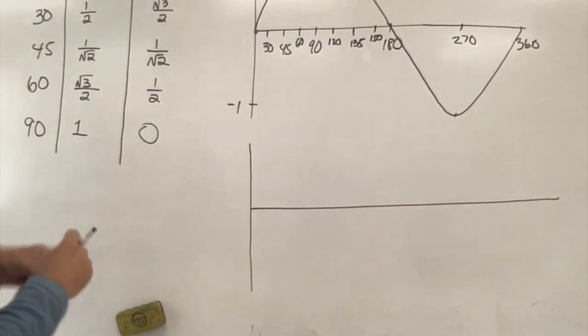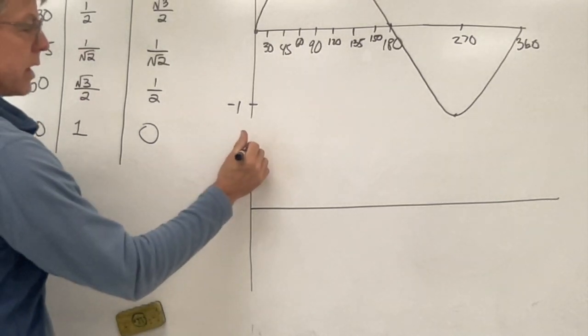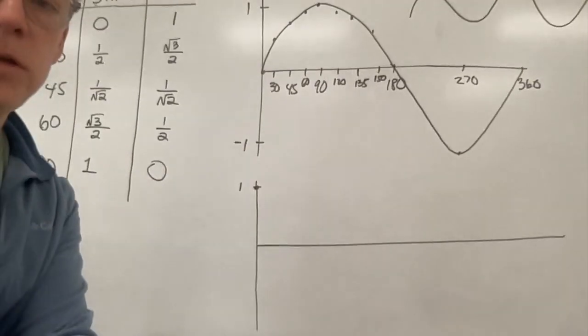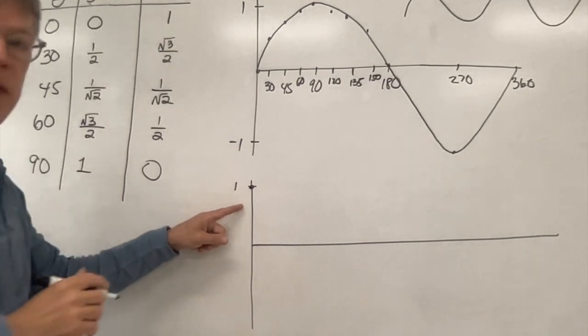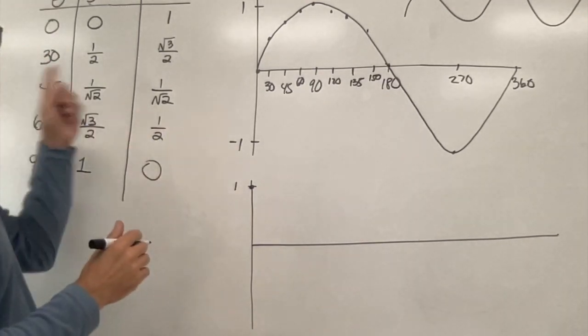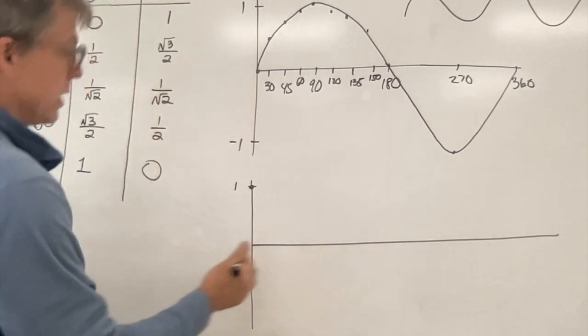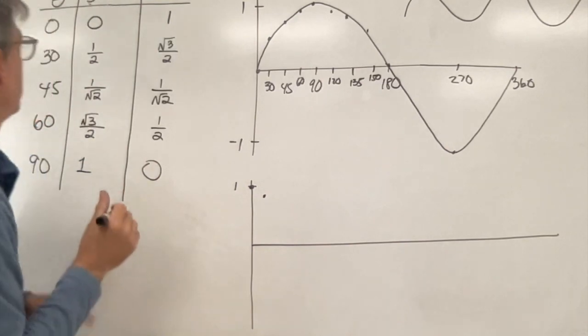So let's see, right at 0. Oh, look at it. It's different right off the bat. It starts right at 1, right? 0, 1. So it starts right there. And then we've got 30, and square root 3 over 2 was 0.866. So at 30 degrees, I'm at 0.866.